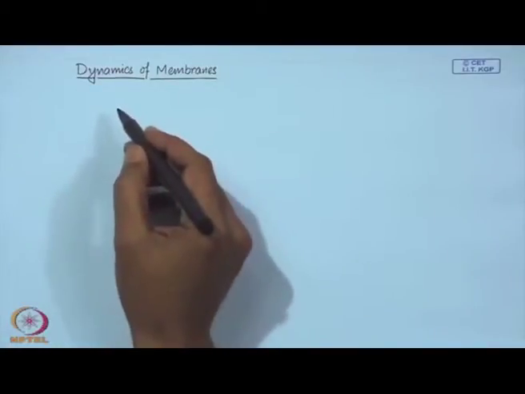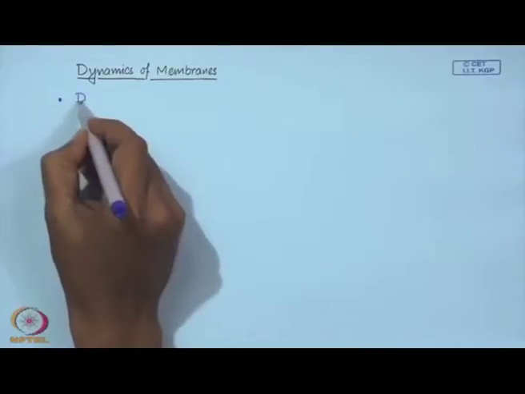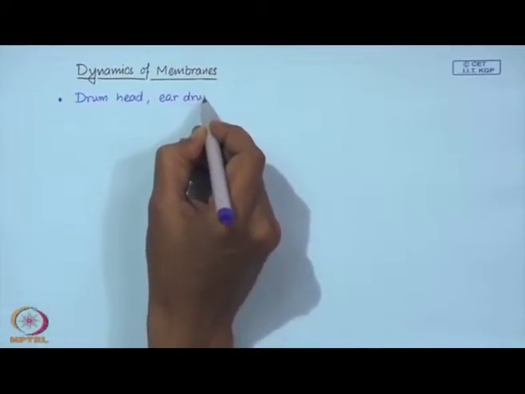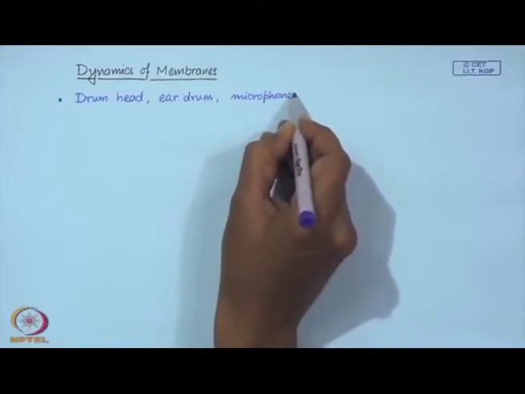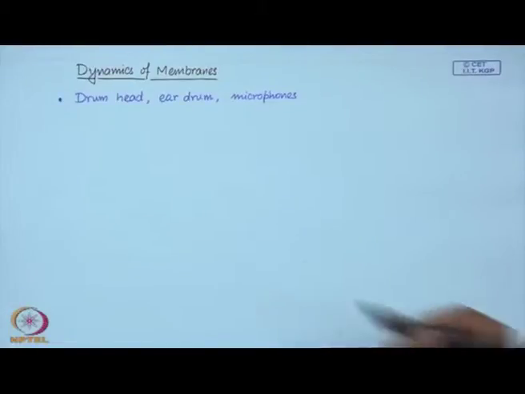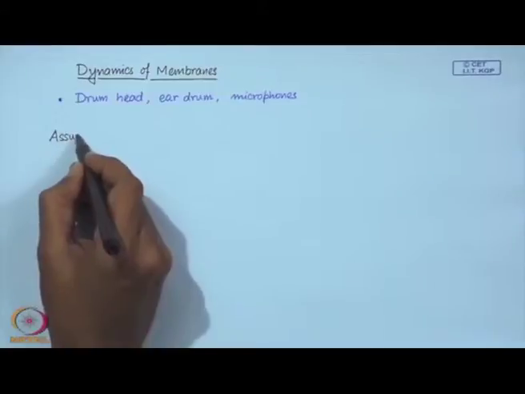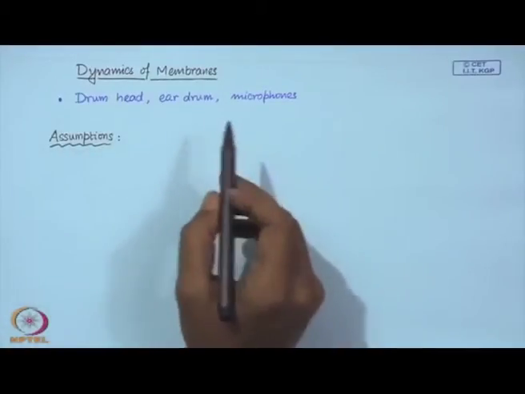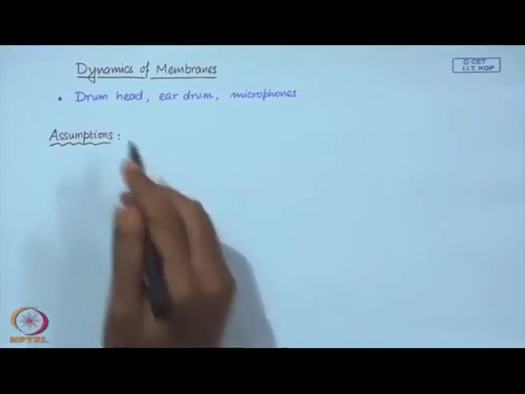First of all, where do we find membranes? We find membranes in eardrums, on drum heads, and in certain kinds of microphones, etc. Now, we study membranes not just to study drum heads or eardrums or microphones, but to understand this two dimensional elastic continuum, which is the simplest of its kind, because it does not transmit bending moment.